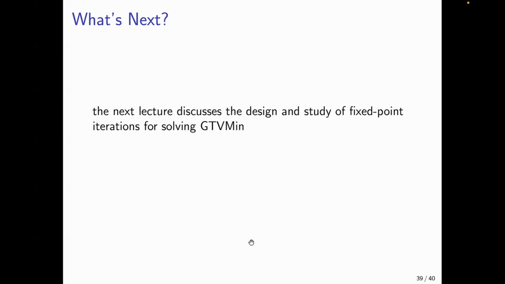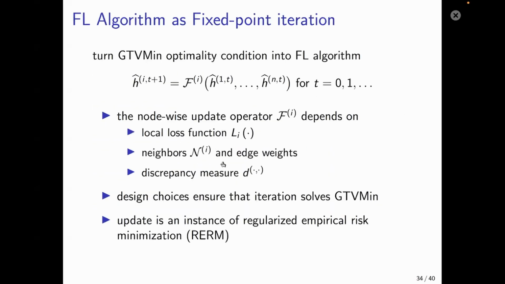So there is a question: how does GTV-min take into account the discrepancies between nodes exactly if it gives us the optimal weights? Yeah, it gives us the optimal weights.